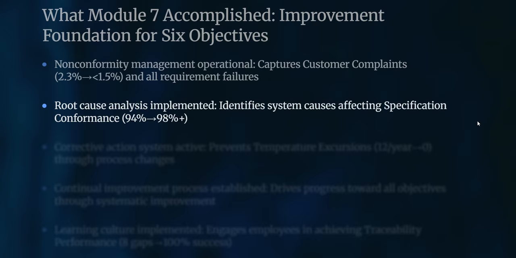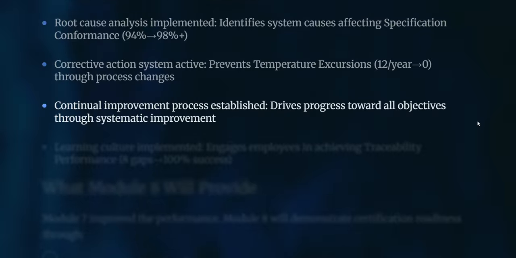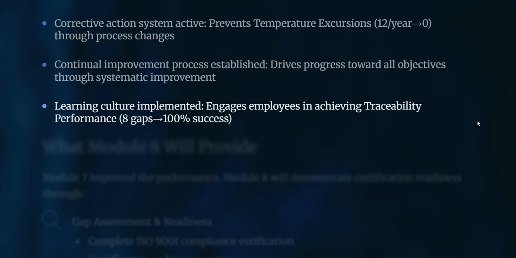Secondly, we have accomplished root cause analysis and implemented it by identifying system causes affecting specifications conformance. Thirdly, the corrective action system has been activated, which prevents temperature excursion through process change. Then the continual improvement process has been established, which drives progress toward all objectives through systematic improvement. Finally, a learning culture has been implemented, which engages employees in achieving traceability performance by eliminating all gaps.